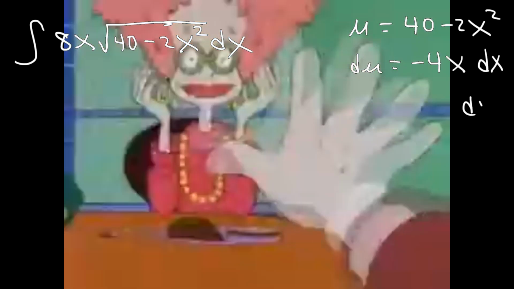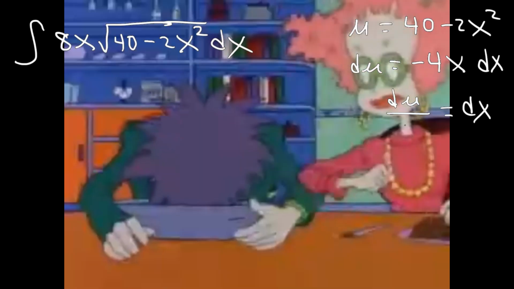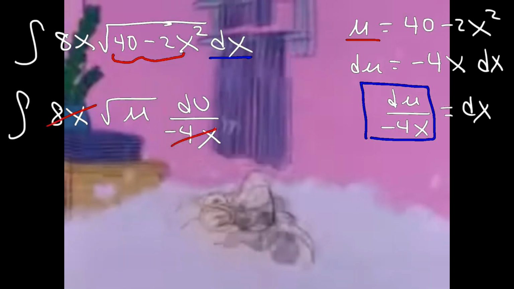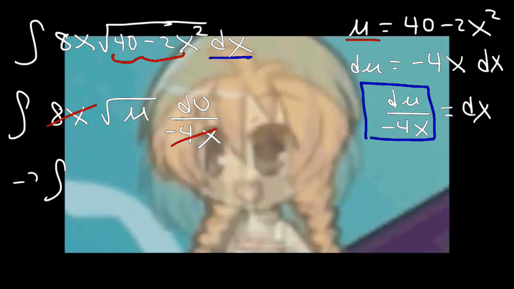So isolating dx, we need to divide both sides by negative 4x. So it's du over negative 4x. So let's replace this with u and this part dx with du over negative 4x. So it's going to be 8x times the square root of u times du divided by negative 4x. 8x divided by negative 4x is negative 2. And I'm going to write that in front.